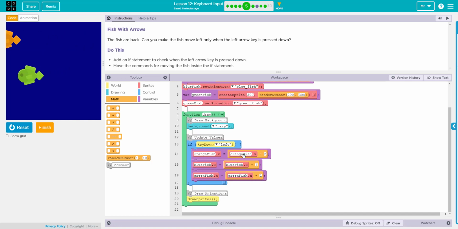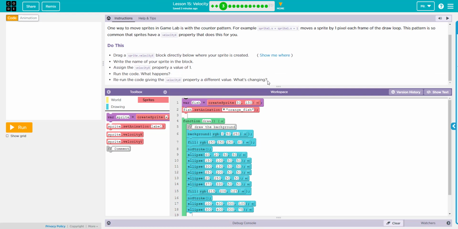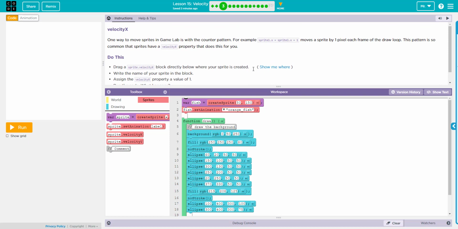Okay, here the orange fish is going to move in X by 2 each frame, the blue by 3 each frame, and the green by 1 each frame. And since we're subtracting, we're moving to the left. So rather than setting up the math counter, we're going to learn a simpler way to make the fish move. And I know some of you are thinking, okay, Mr. Tran, why do we learn the other method if this method is easier?